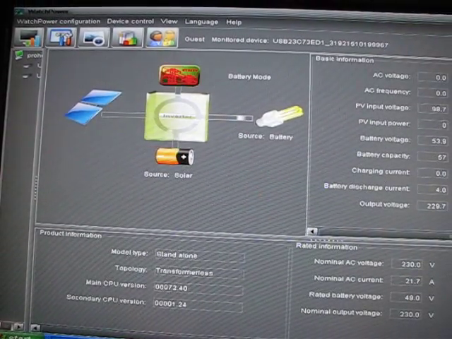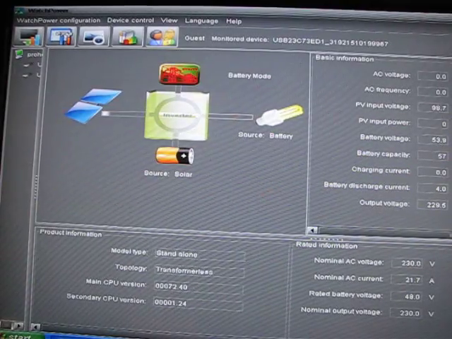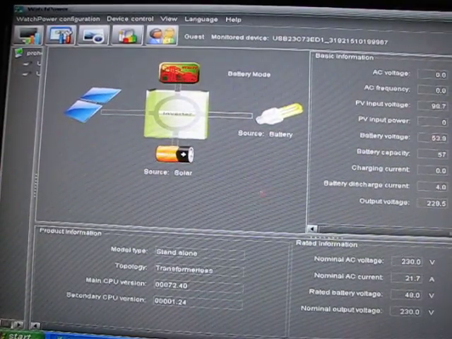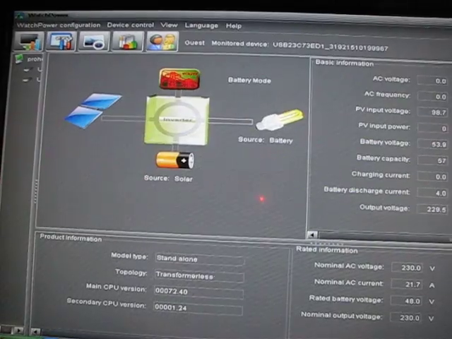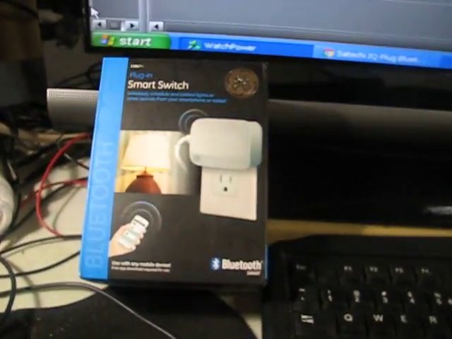Hey guys, what's up? The old PIP 4048 remote control project continues. And what we got in today is the Bluetooth switch. And I showed the Wemo switch the other day.